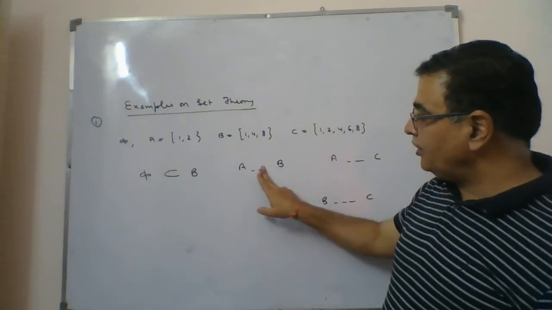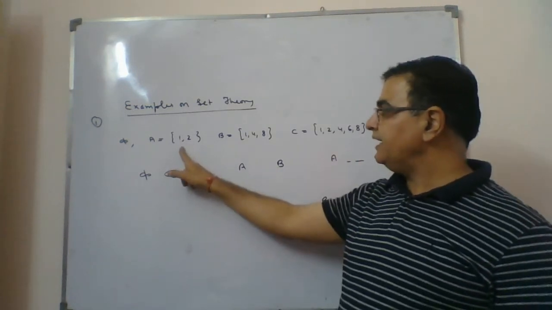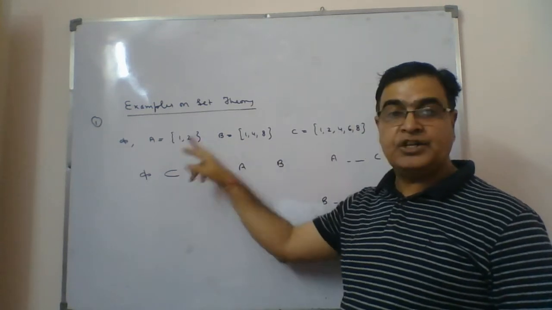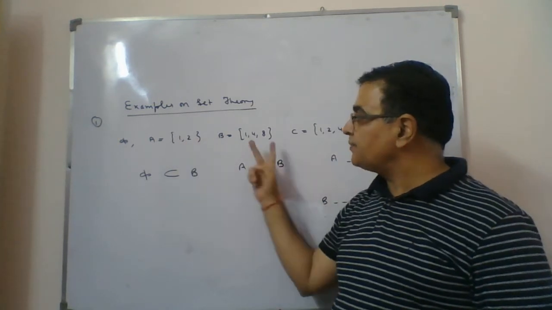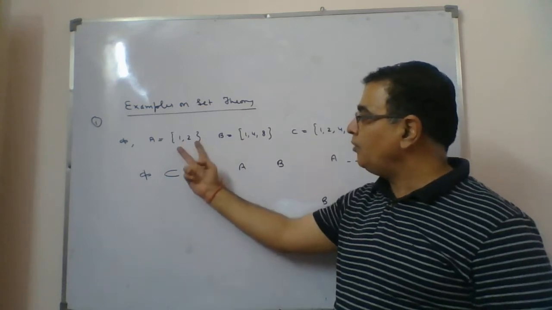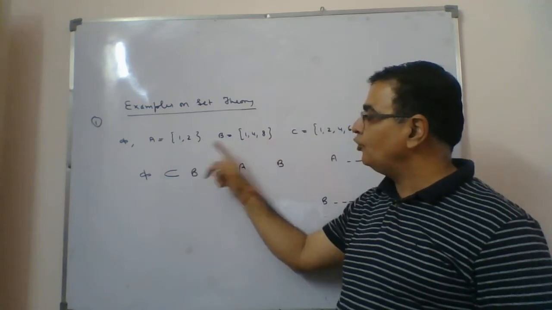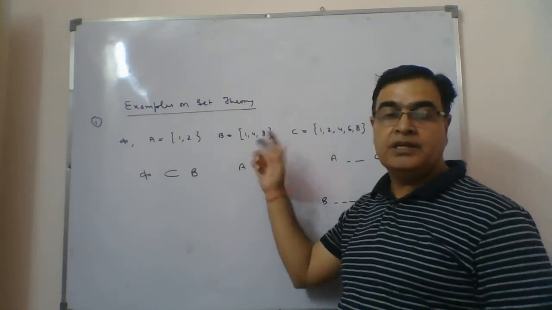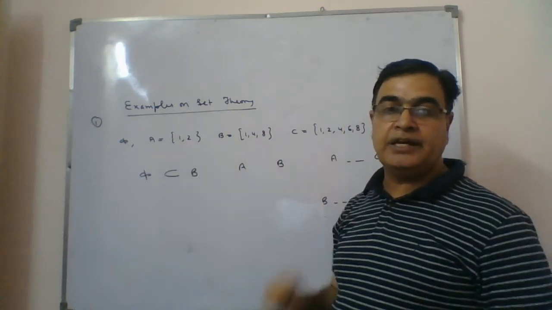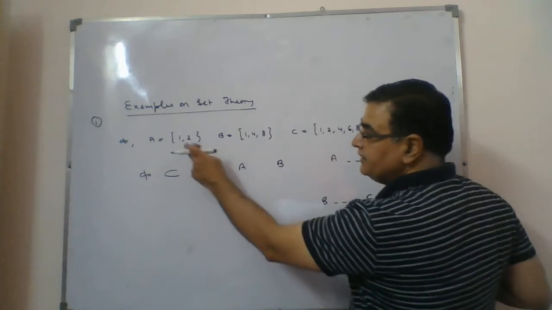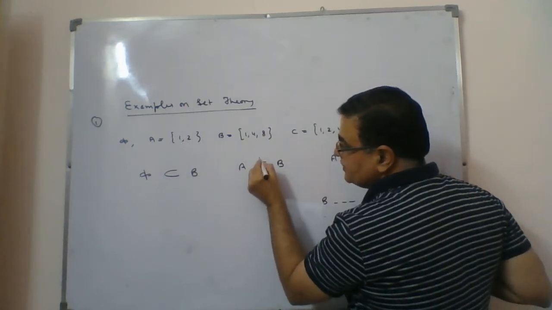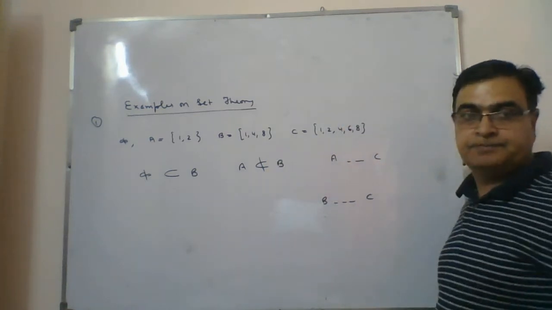Now we come to A and B. Is there any condition here? Is this a subset here? No. Because 1, 2 is here and this is 1, 4, 8. 2 is not present here. This A is not completely in B. B is not completely in A. So what should I say in this case? A will not be a subset of B. So I should say it is not a subset.